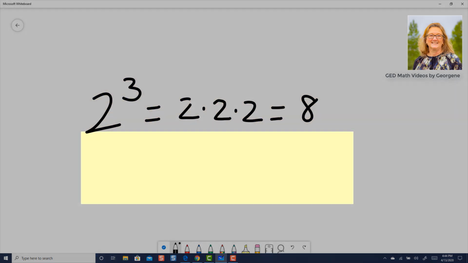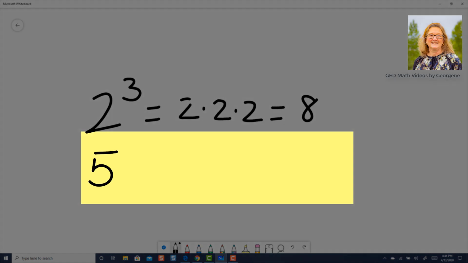Let's look at another example. We could read this example as 5 cubed, or 5 raised to the third power. The base is 5 and the power or exponent is 3. To solve this expression, we multiply the base 5 3 times.